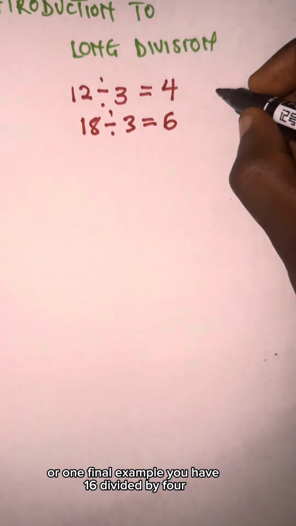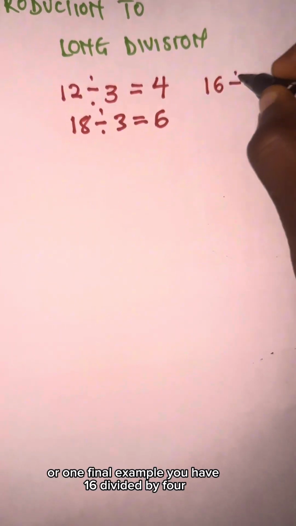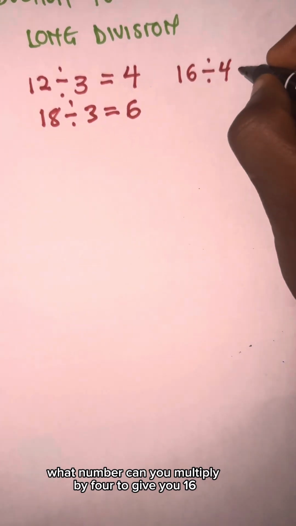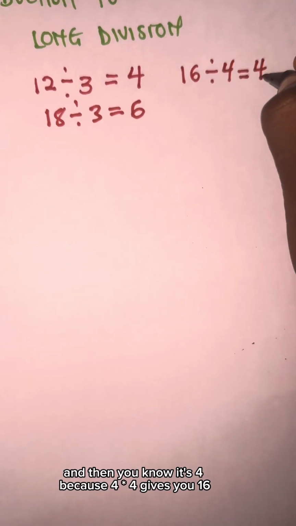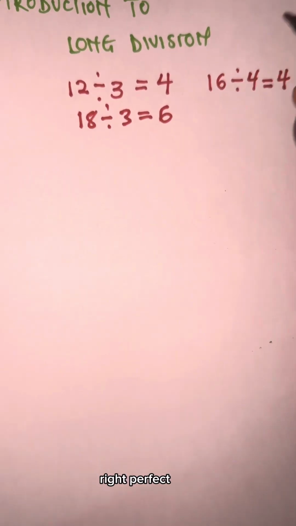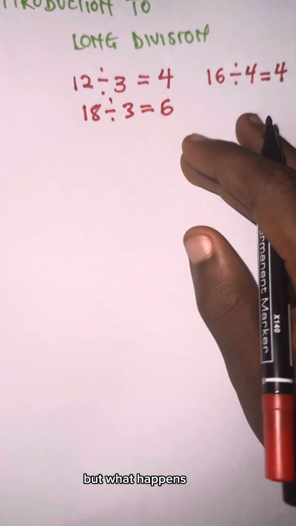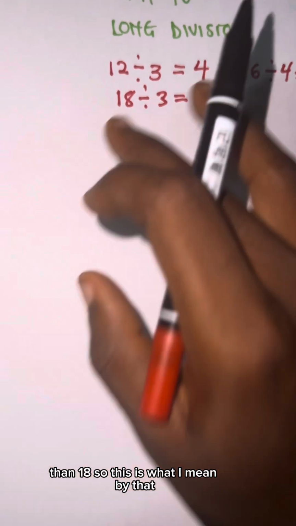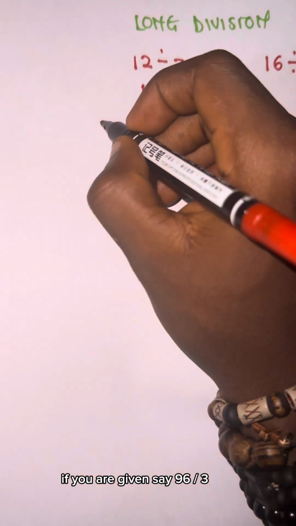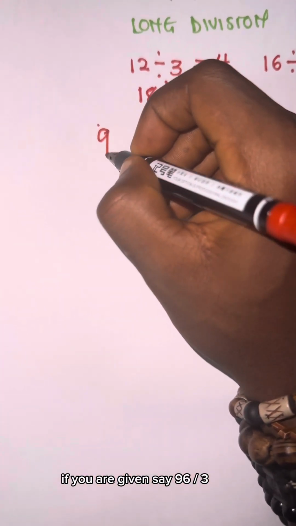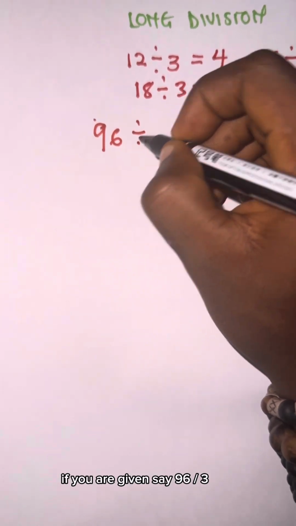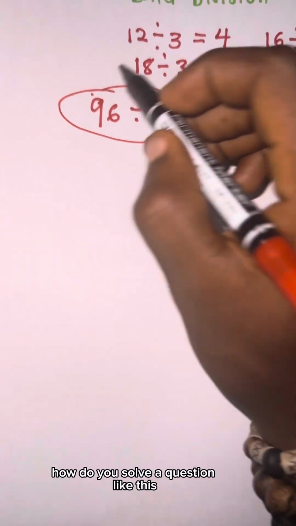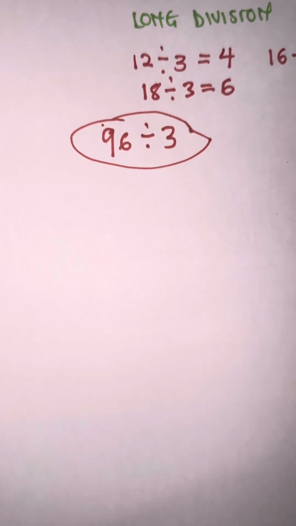Or one final example, you have 16 divided by 4. What number can you multiply by 4 to give you 16? And then you know it's 4 because 4 times 4 gives you 16, right? Perfect. But what happens if you are dealing with way bigger numbers than 18? So this is what I mean by that. If you are given, say, 96 divided by 3, how do you solve a question like this, right?